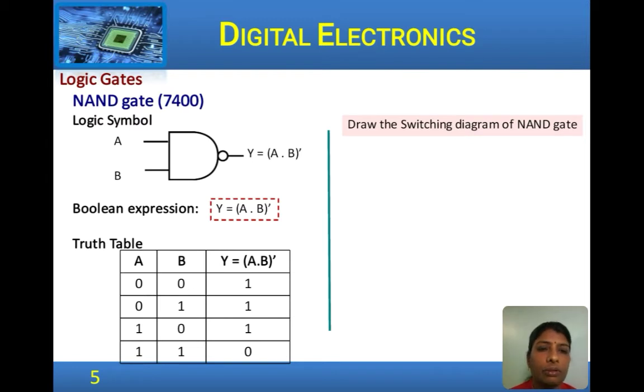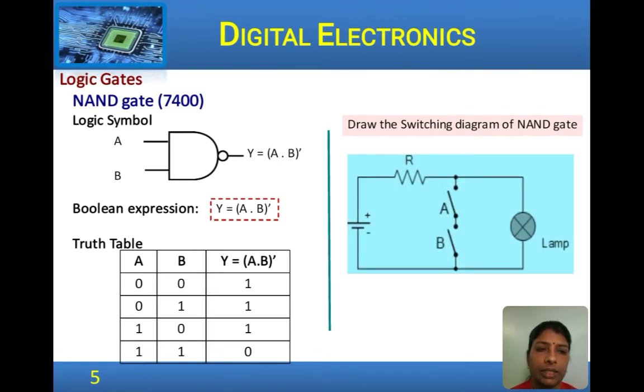Pause the video, draw the switching diagram of a NAND gate. Check your answer. You see, when both A and B are 1, that is both are closed, output is 0. For all other combinations, the lamp glows.